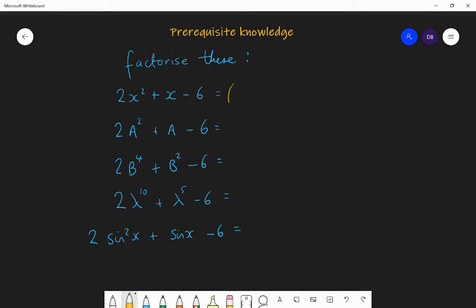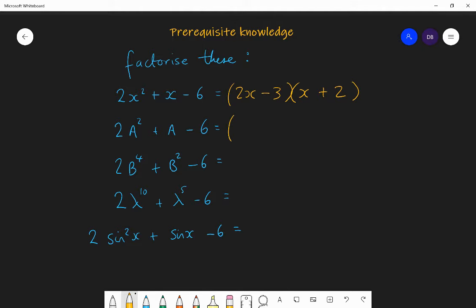So, first one, we'll factorize into 2x at the start of the first bracket, and x at the start of the second. And it'll be (2x - 3)(x + 2). Because minus 3x plus 4x will give you plus 1x. And minus 3 times 2 is minus 6, and 2x times x is 2x squared.